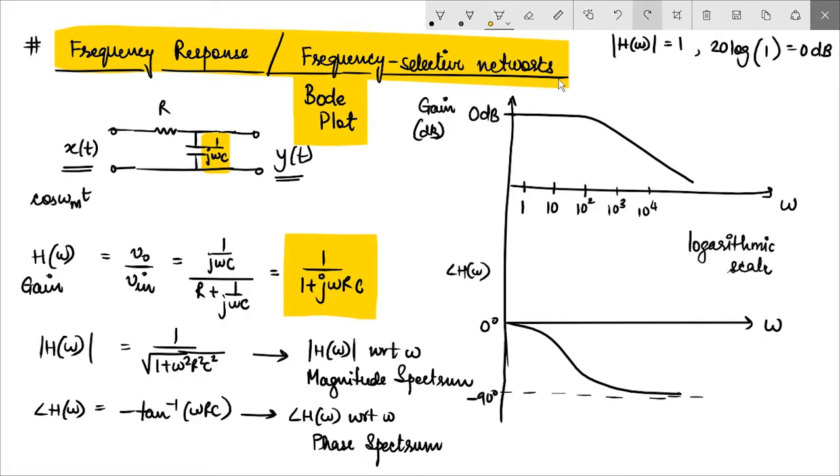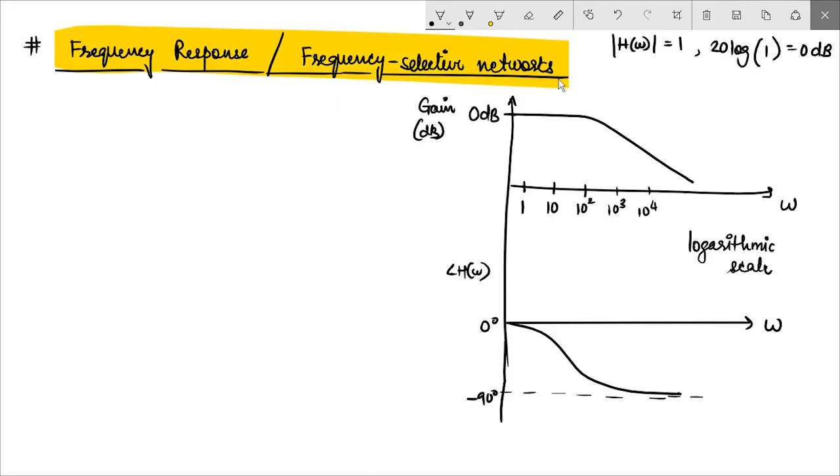Now comes into picture the concept of bandwidth. In an earlier discussion session, we've discussed that bandwidth is that range of frequencies for which the gain remains constant or nearly constant. So what should be that range? Here comes into picture the concept of cutoff frequency.